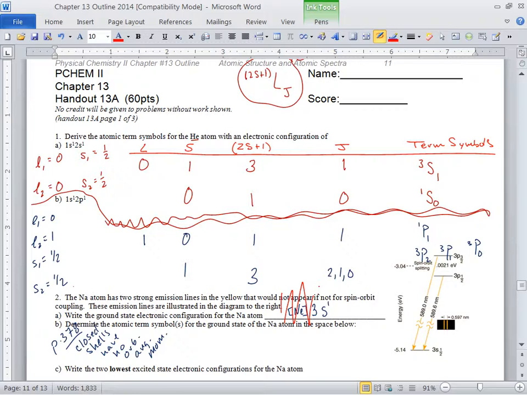So identify your L, identify your S, and they're all lowercase because there's only one electron. See if you can get the term symbol for it. Make a little table if you want, just like we did before. It's kind of nice to approach every problem the exact same way. That's how I do it. The least amount of stuff to memorize. Identify your L, your S, 2S plus 1, your J's, and then write the term symbols.